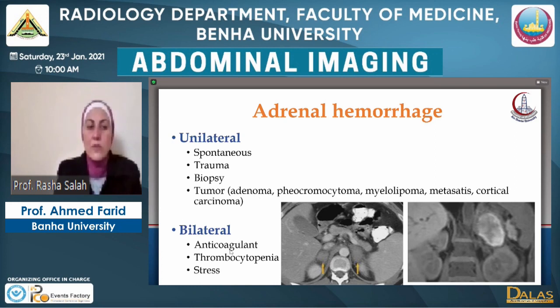But what about bilateral adrenal hemorrhage? This indicates that this is a systemic disorder, especially from anticoagulant therapy. And these are examples for adrenal hemorrhage. The imaging features of adrenal hemorrhage depend on the stage of the hemorrhage.